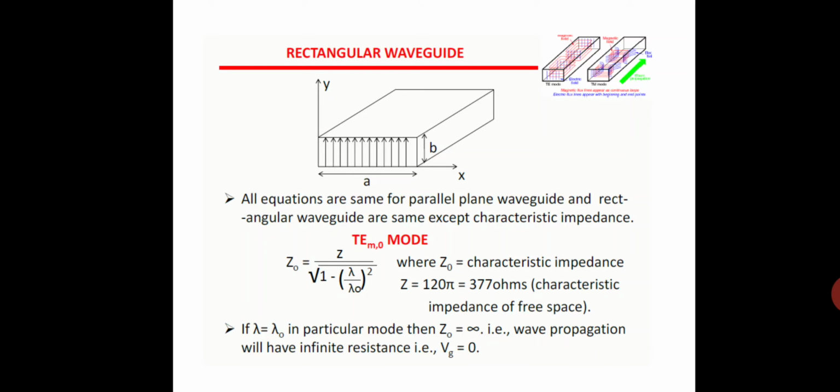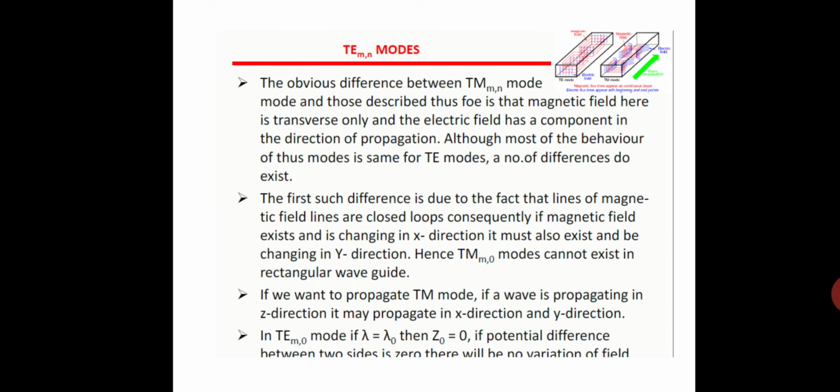All equations are the same for parallel plane waveguide and rectangular waveguides, except the characteristic impedance for the TEM0 mode. So the impedance is Z0 equals Z upon under root 1 minus (λ upon λ0) whole square. Z0 is the characteristic impedance and Z is 120π, 377 ohms. If λ equals λ0 in a particular mode, then Z0 is infinite. Wave propagation will have infinite resistance. Vg equals 0.